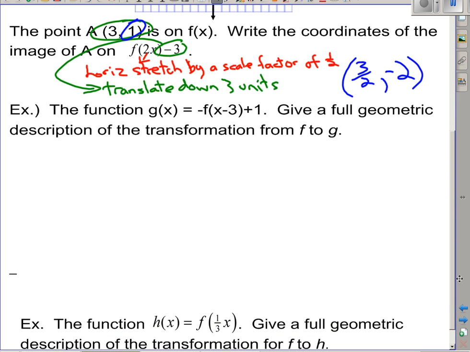The function g of x is equal to negative f of x minus 3 plus 1. Give a full geometric description of the transformation from f to g. Alright, so we have to account for all the changes. This negative means that we have an x-axis reflection. So g is the image of f after an x-axis reflection.